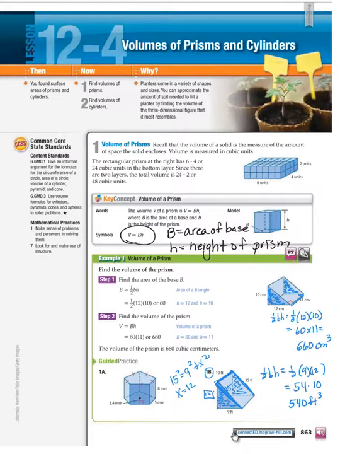Now that we've looked at a couple of examples, let's look at a harder example, or one that I think you would think would be harder, and let's look at 1A. So let's pause the video and see if you can do 1A by yourself.